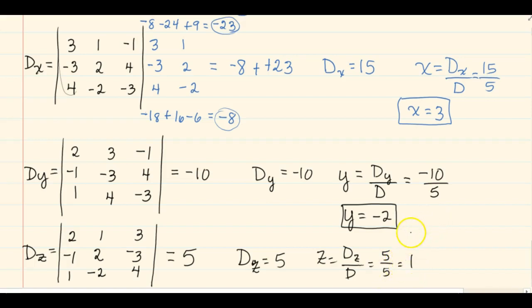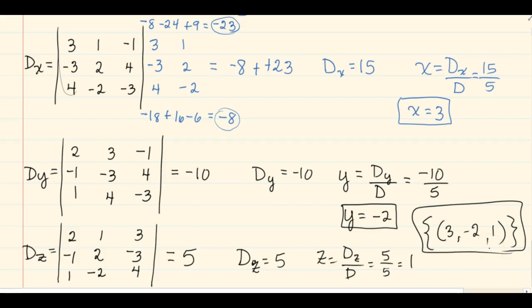So we can see that this is a consistent and independent system that we've already solved before, which is 3, negative 2, and 1. And that would be our answers. And that concludes this video.